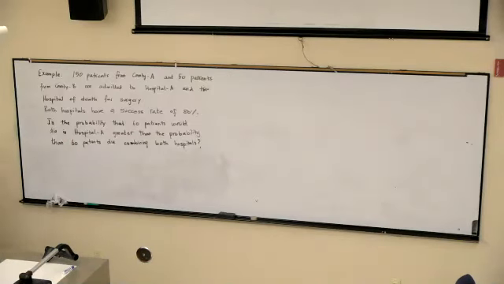So we have 150 patients from county A and 50 patients from county B. They are admitted to a hospital, Hospital A and Hospital of Death, for surgery. Now, both hospitals have a success rate of 80%, just like last time. The question is: is the probability that 60 patients would die in Hospital A greater than the probability that 60 patients die when you combine both hospitals? Does that make sense?